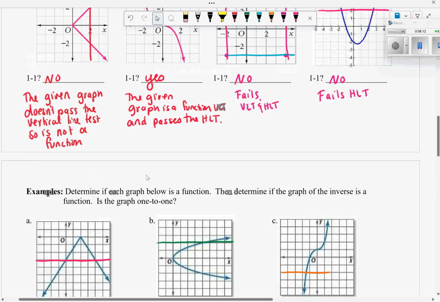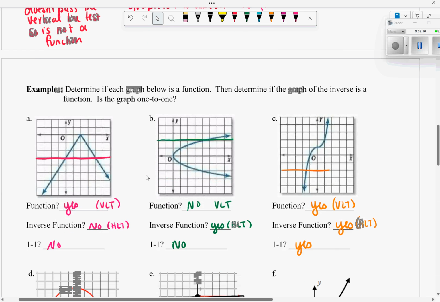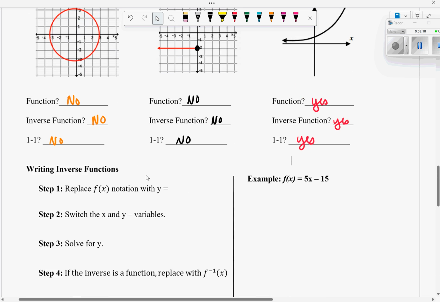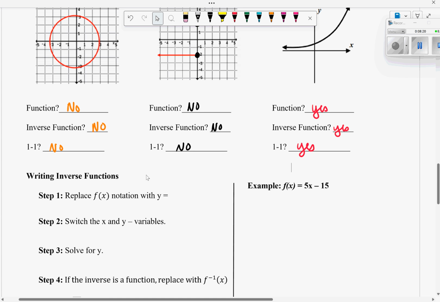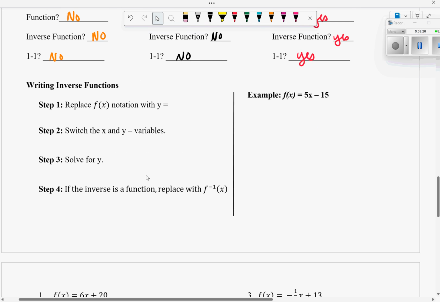All right, so that is it for our one-to-one functions using the horizontal line test and the vertical line test. So again, remember, if every output corresponds to one and only one input, then it is one-to-one. So now let's go ahead and look again at writing inverse functions.